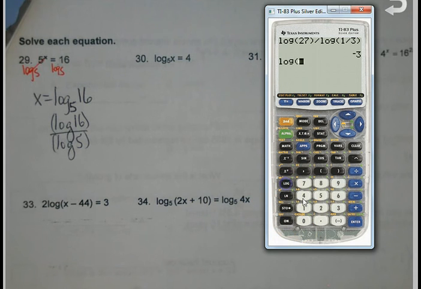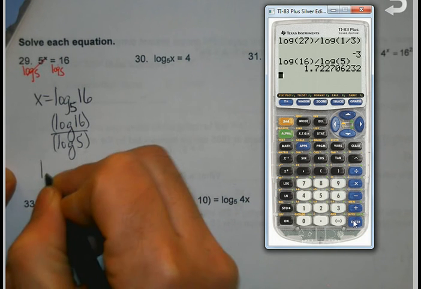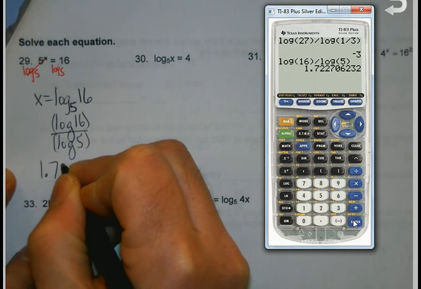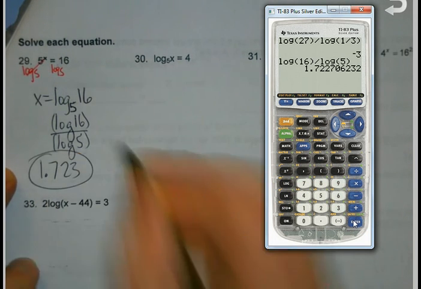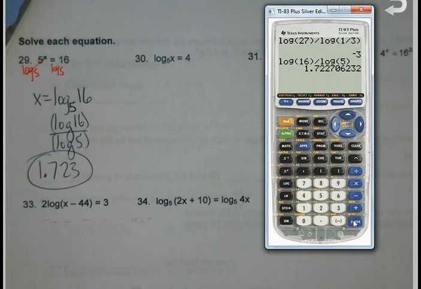So log 16 divided by log 5. Normally on one like this, I'm probably going to go to the thousandths place, so that's what I'll do. But you've got to keep them in that order when you do it.